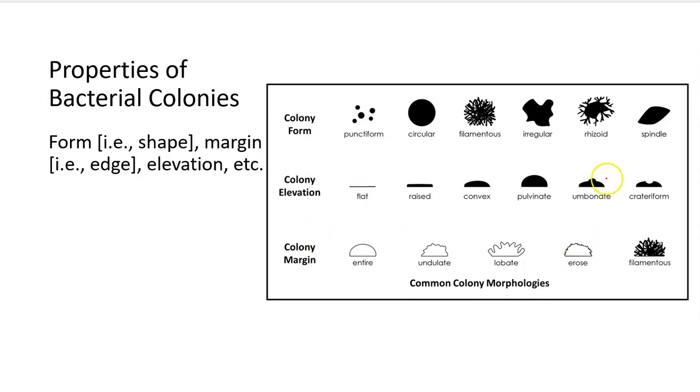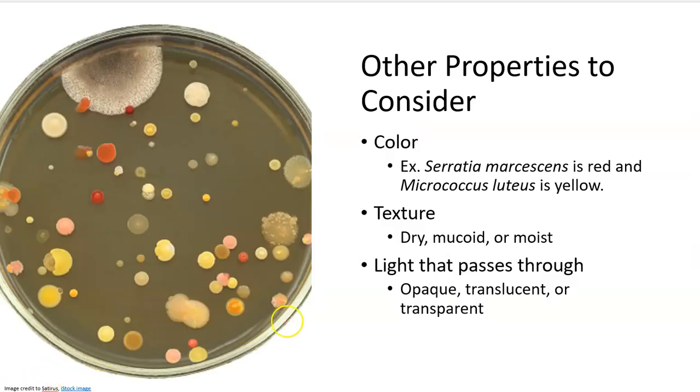So you can use this image here to look at colonies and describe them based on the characteristics here. There are other things that we look at as well. So for example, color is one factor. Serratia marcescens typically grows this pinkish reddish color, whereas Micrococcus luteus typically grows yellow. Most types of Staphylococcus are kind of like a whitish tan. So most bacteria have their characteristic color that they grow.